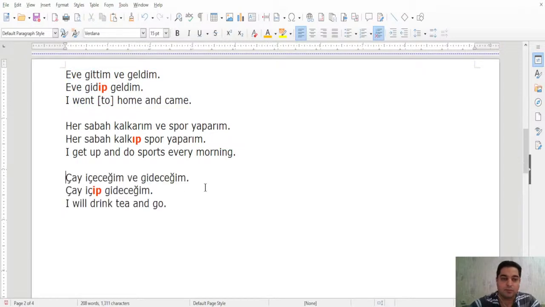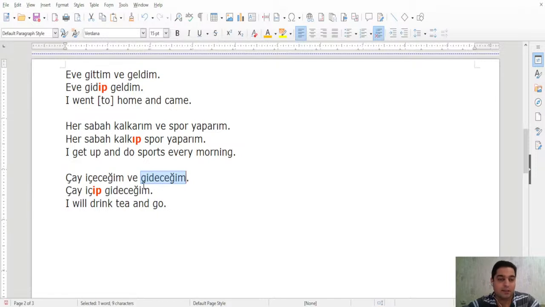Let's look at the third example. Çay içeceğim ve gideceğim. Now this is the future tense, you see. So in the first example we had past tense, right? Both of these verbs were past tense. In the second example, both of these verbs, kalkarım and yaparım, were present tense. Now we have an example of the future tense. Çay içeceğim ve gideceğim. I will drink tea and I will go, right?